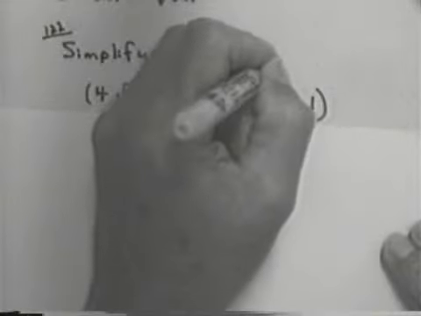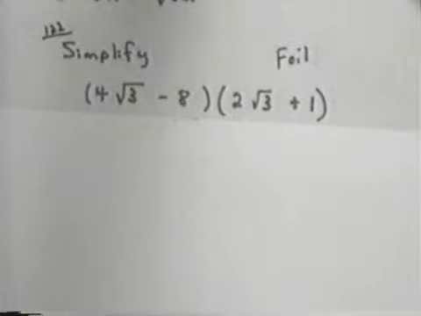Let's look at another one. 4 times the square root of 3 minus 8, times 2 times the square root of 3 plus 1. Now this should remind you of multiplying two binomials. To multiply two binomials, one can use the FOIL method: first, outside, inside, and last. We can do the same thing with radicals, because as I told you, the process for adding, subtracting, and multiplying radicals is very similar to that for polynomials.